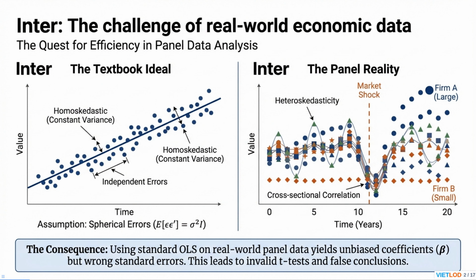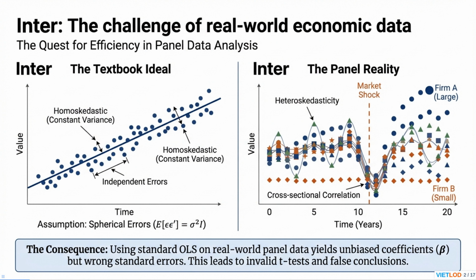In a perfect world, our data would follow the classical assumptions of linear regression. The textbook ideal posits that errors are homoskedastic, meaning they have constant variance, and are completely independent from one another. This is often summarized as the assumption of spherical errors, where the error covariance matrix is simply an identity matrix scaled by a constant variance.